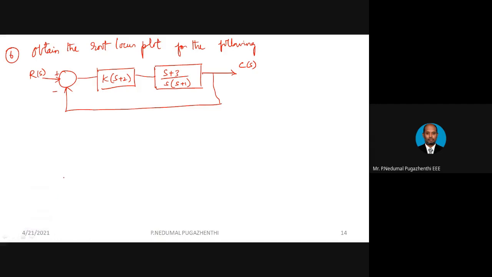So what does the statement say? Obtain the root locus plot for the following block diagram reduction technique, directly saying that your forward path transfer function is the open loop transfer function. So let me try that. From the block diagram, I am taking my forward path transfer function, and you can see that the feedback is unity. So I can straight away write that the open loop transfer function G(s)H(s) is equal to K(s+2)(s+3) by s(s+1). Let me correct that.